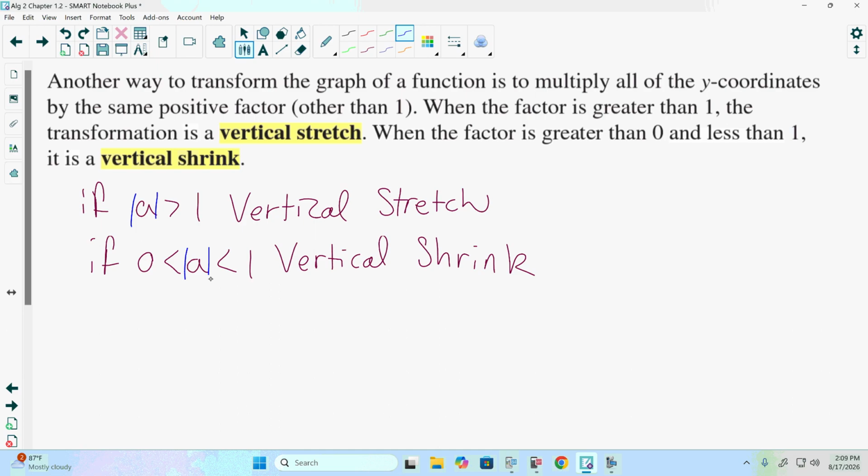Now, the main reason they put a distinction between these two is because if a is negative, it's a reflection across the x-axis. The negative part of a is not connected to the stretch or shrink at all. The number tells us if it's a stretch or shrink. So the sign with a tells us reflection across the x-axis. The number itself tells us vertical stretch or shrink. Questions on that there?